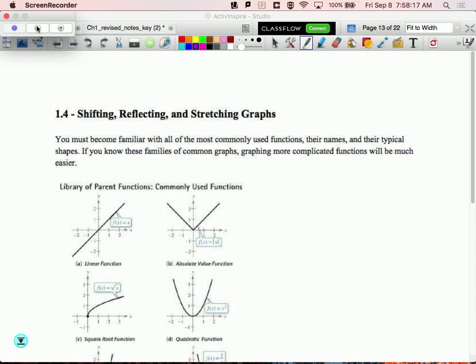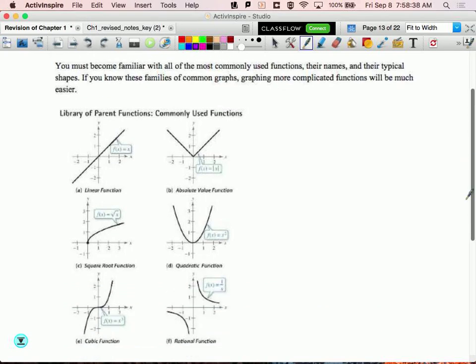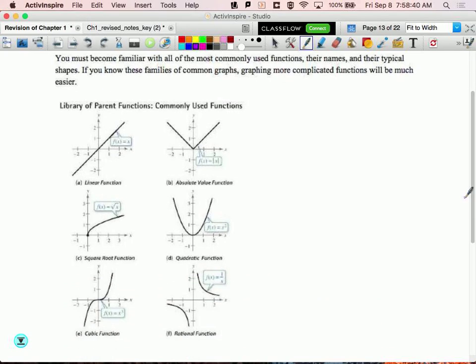So 1.4 is the shifting, reflecting, and stretching of graphs. And so the expectation in precalc is that you will have kind of a family of functions somewhat memorized. So if I talk about absolute value, you're all going to know some sort of V-shaped graph, and then we can do things to that graph. So as you look through this, these are the functions that, as precalc students, we do expect you to know.